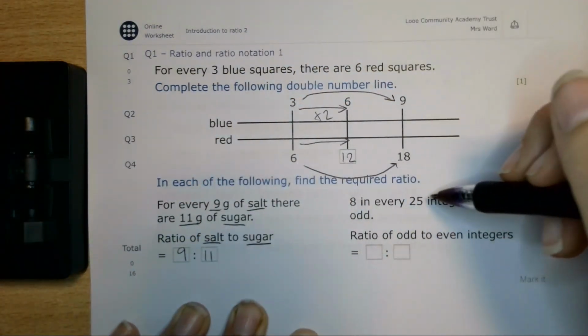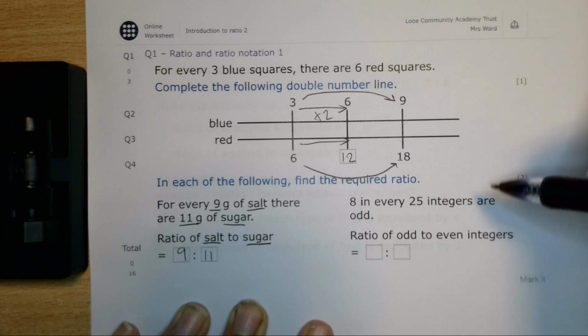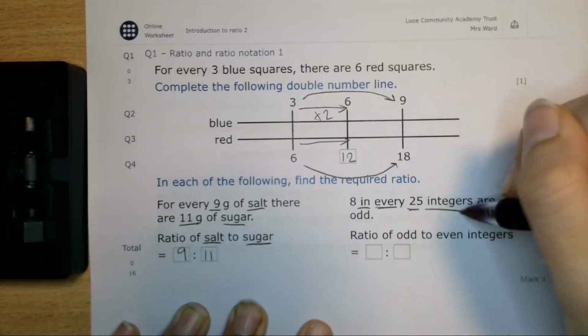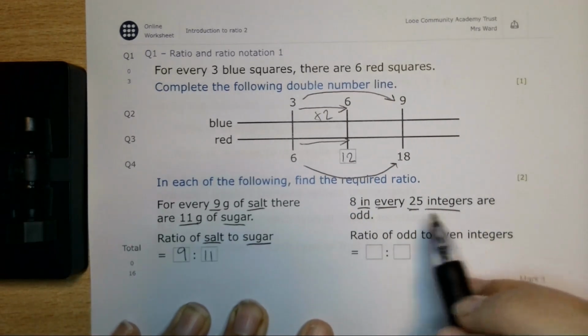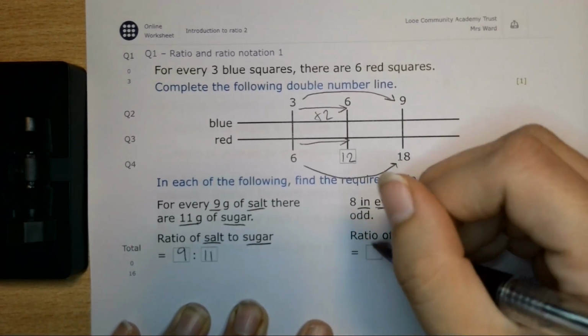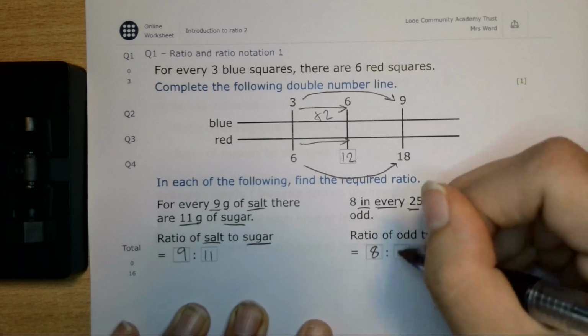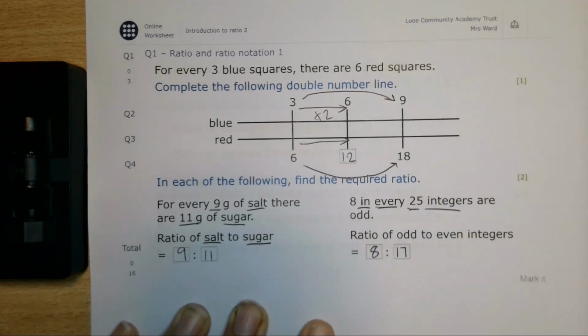8 in every 25 integers are odd. 8 in every 25 integers, not 25 odds. There are 8 odds, which means that the rest of them must be even.